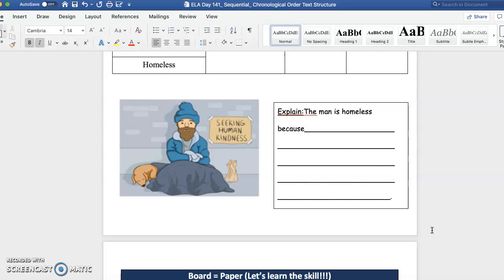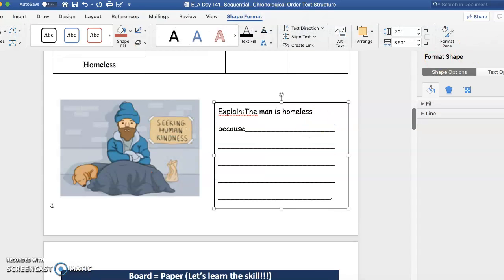So let's go ahead and go on. Remember, guys, if I'm moving too fast, you can always pause and then you can pick up where you left off. So let's look at the picture. I think we had seen this picture before when we were talking about poverty. So poverty and homeless are very similar. When you look at the picture, look at everything that's going on, right? You see that the man is outside. He has a blanket. He has on layers of clothing. He has his dog. He has like a bag where it looks like he's asking for money. And then he has a poster seeking human kindness. So he's asking people for things. So we can tell that the man is actually homeless, right?